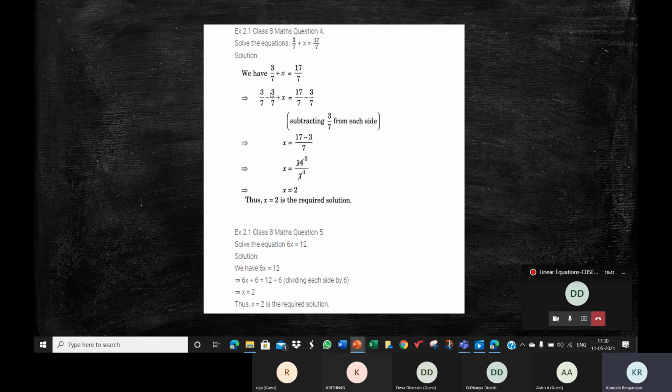Plus 3 by 7 minus 3 by 7 is 0. So x is equal to, now these are like fractions. You can just simplify them. 17 minus 3, 14 by 7. Taking up the common denominator, 7 is the common denominator. When the fractions are like fractions, you can just add or subtract the numerators. So 17 minus 3 by 7 is 14 by 7, which simplifies to 2. 7 1s are 7, 7 2s are 14. So 2 by 1, which is 2. So the value of x is equal to 2. The required solution is 2.